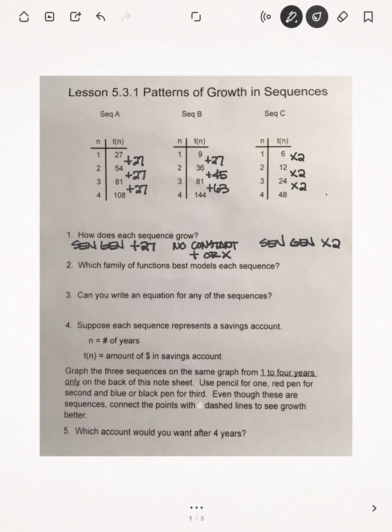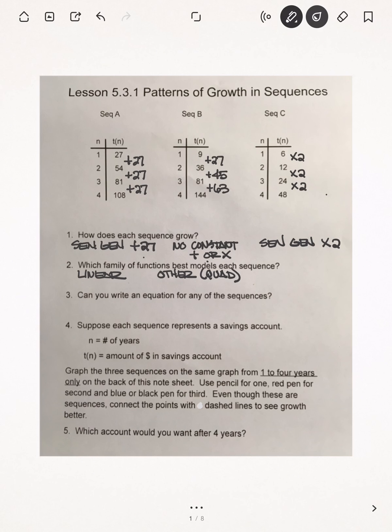Number 2 says, which family of functions best models each sequence? Well, since I am adding the same thing every time in sequence A, what type of sequence would that be? It's in the family of linear sequences. For sequence B, there is no constant growth, so it is not linear and it is not exponential. So we would say that this is other. And for your information, this is actually a quadratic sequence.